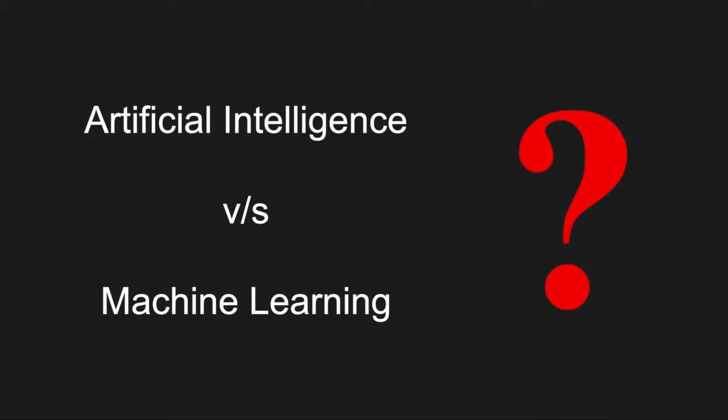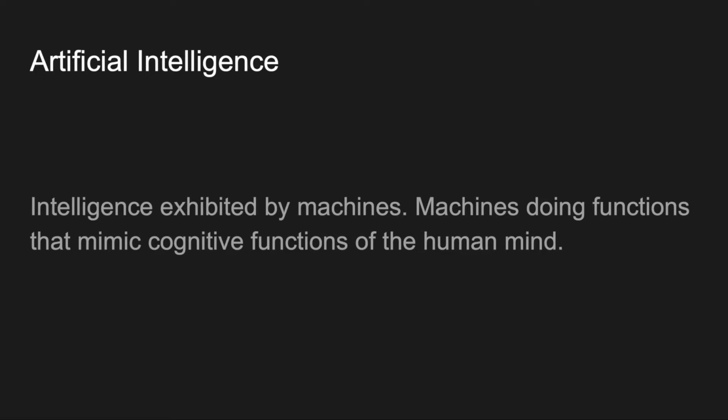Now that we have a brief sense of understanding of what is artificial intelligence, let's take a look at what is machine learning, right? So what is the difference between artificial intelligence and machine learning? So let's summarize this one more time, right? So artificial intelligence can be defined as intelligence exhibited by machines, right? Which is machines doing functions that mimic cognitive functions of the human mind. They're not actually intelligent, but they mimic intelligence, and that's what we call artificial intelligence.